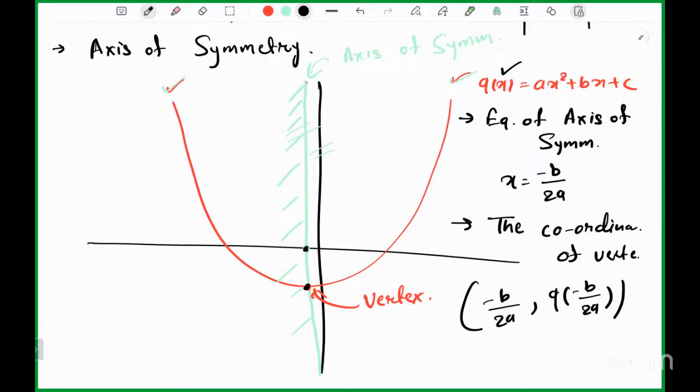So these are the two basic facts about parabolas. One is the axis of symmetry, whose equation is given by x equals minus b by 2a. Another one is the coordinates of the vertex.